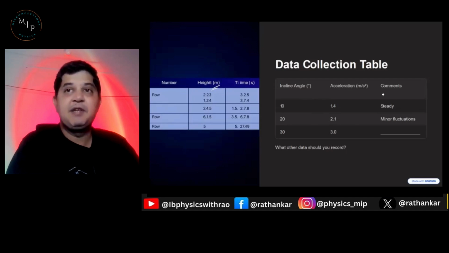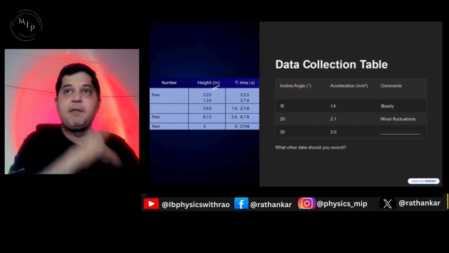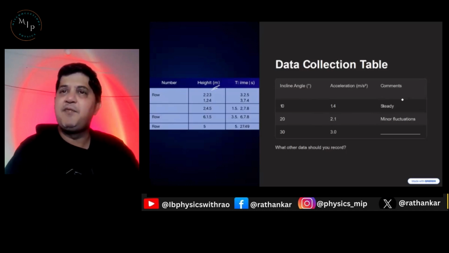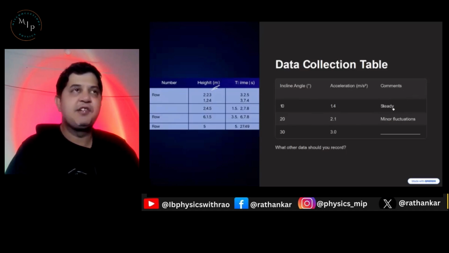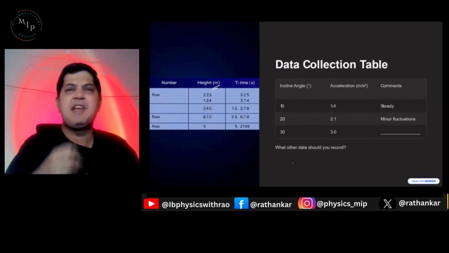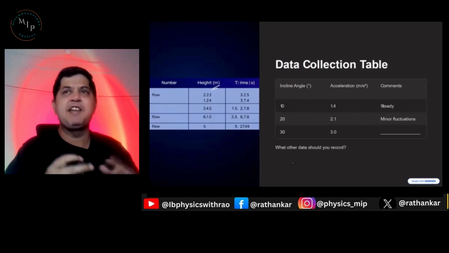This is not something which you are directly going to put in your report. As much as possible, when you start collecting data, collect everything that is possible. So put the comments: that you did it correctly, that you got it steady, and if there are minor fluctuations, put that across here. Mention everything. It should be something like a journey.